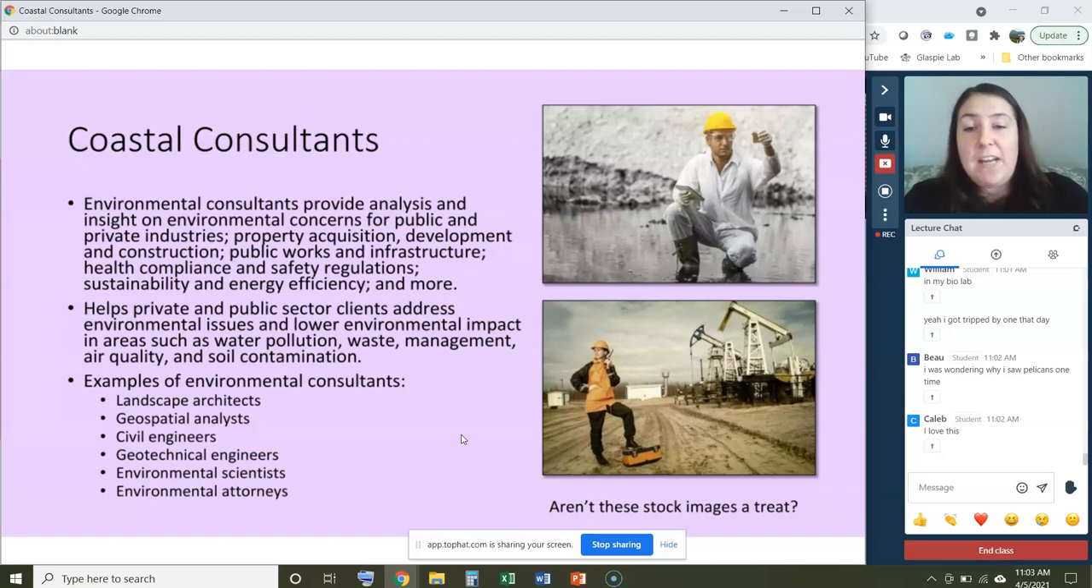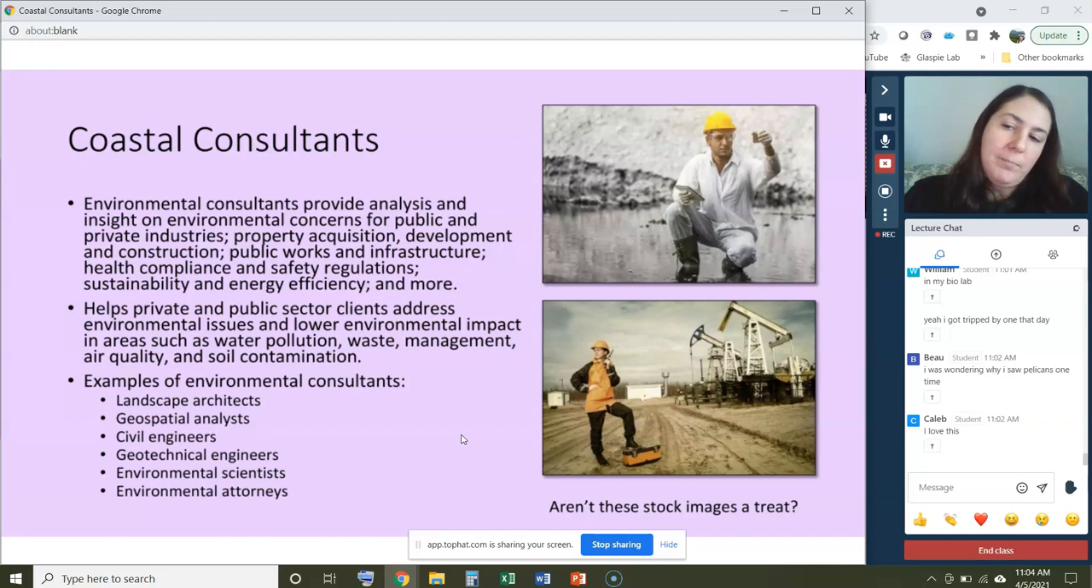And you would be providing advice on property acquisition and development, any sort of city works or infrastructure kinds of things going on, any sort of issues with health, compliance, and safety. So, for instance, if there was a spill that needed to be cleaned up, a lot of consultants will come in and try and figure out the best way to do that. Sustainability and energy efficiency. Some folks might be more interested in developing some green aspects to a company, and so they might bring in a consultant for that.